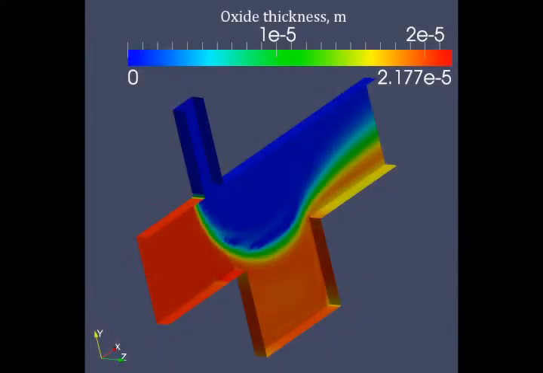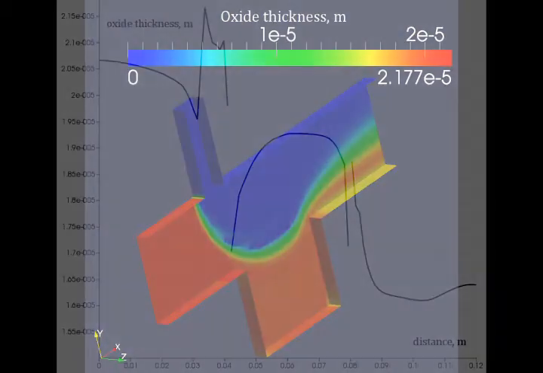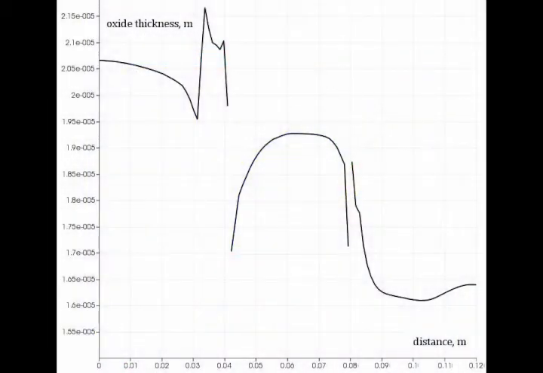On the next picture, a distribution of oxide film throughout the T-junction surface is shown. So now I have the trend of oxidation of this T-junction. From this diagram, we can see where the highest oxide thickness and the lowest one are.